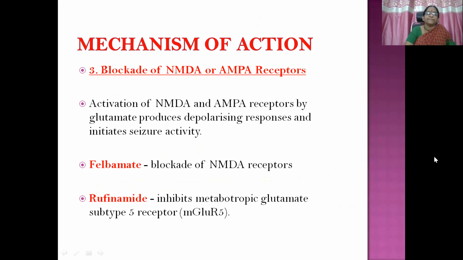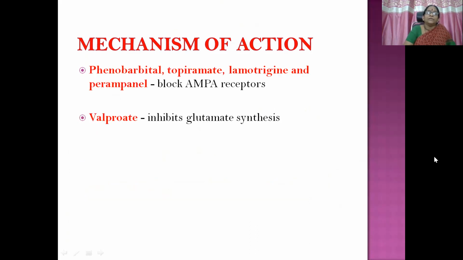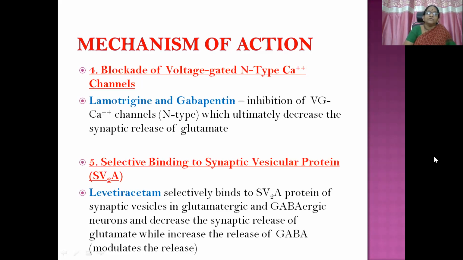It is excitatory. So felbamate blocks the NMDA receptors, whereas rufinamide inhibits the metabotropic glutamate subtype 5 receptor. And phenobarbital, topiramate, lamotrigine, and perampanel block AMPA receptors, and valproate inhibits glutamate synthesis. So sodium channel blockade, GABAergic activity, and glutamatergic activity suppression through AMPA and NMDA receptors.